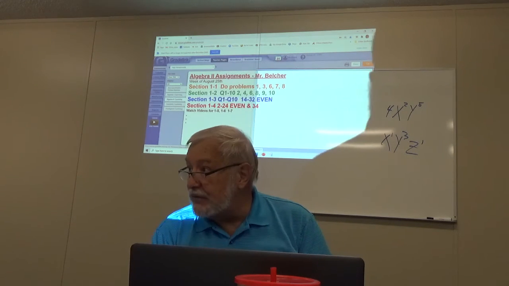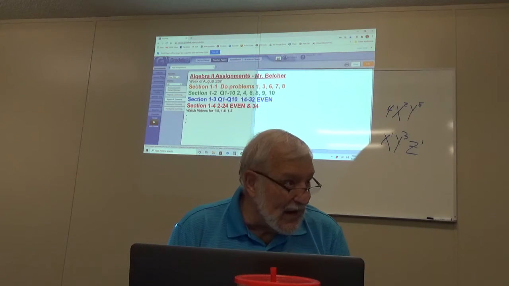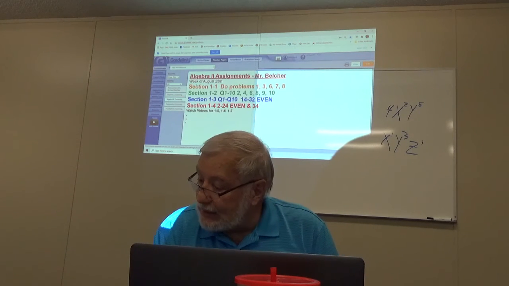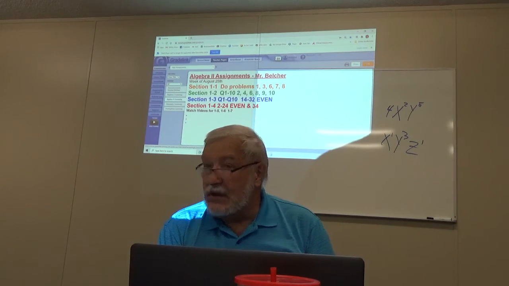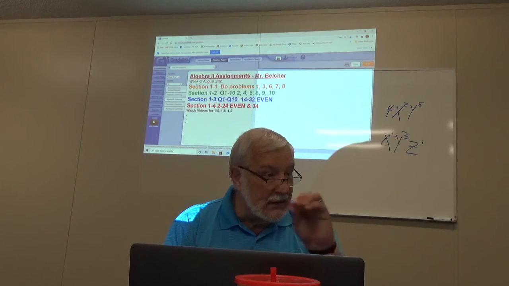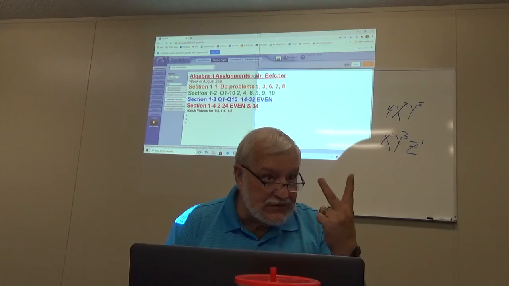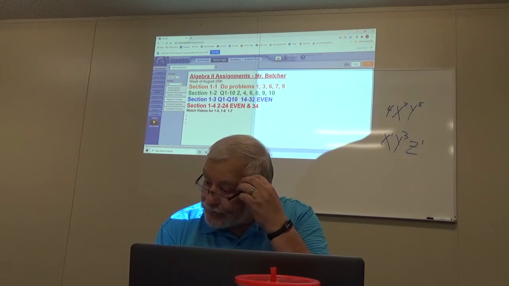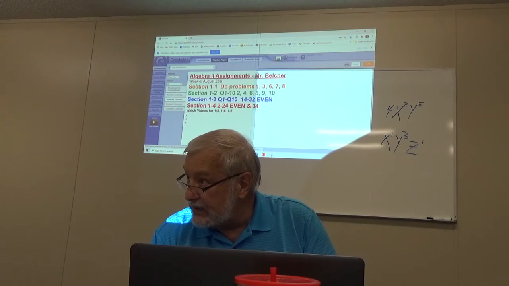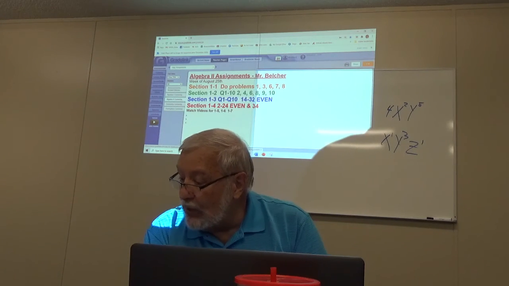All right, how many different things do you see being added or subtracted? In problem 15, how many things are being added? There's 2. There's the first thing minus the second thing. So there's 2. So that has 2 terms, right? Now, what's the degree?